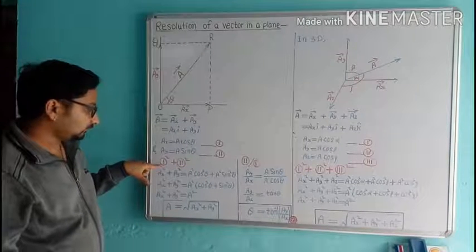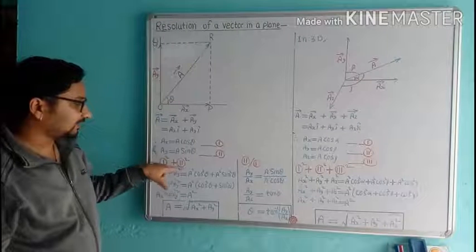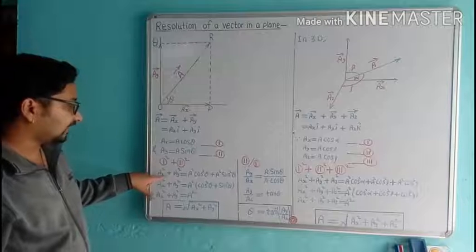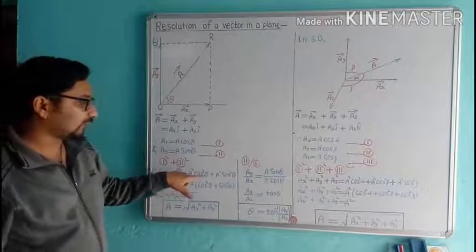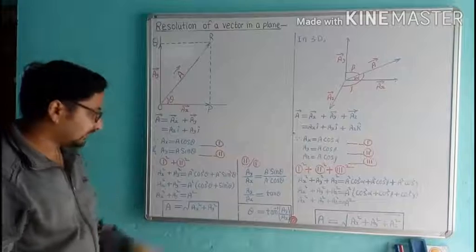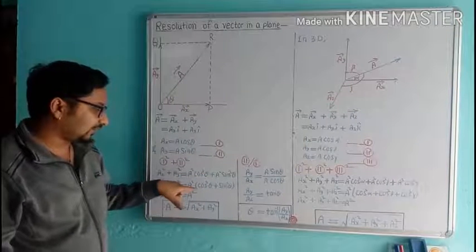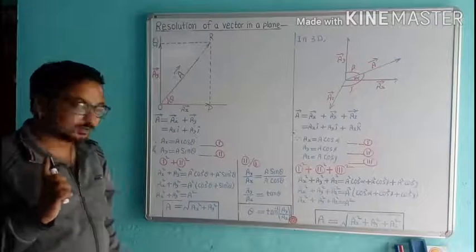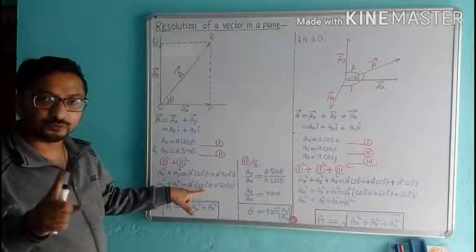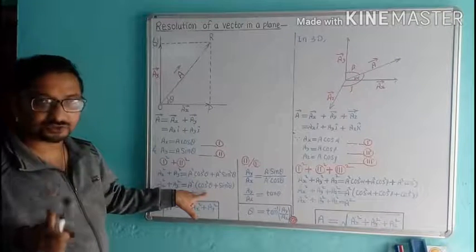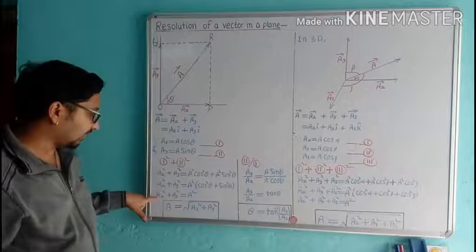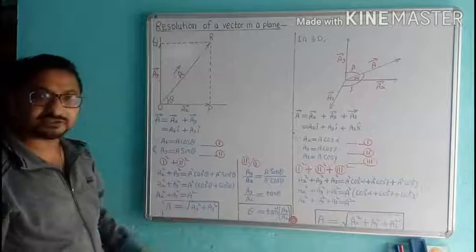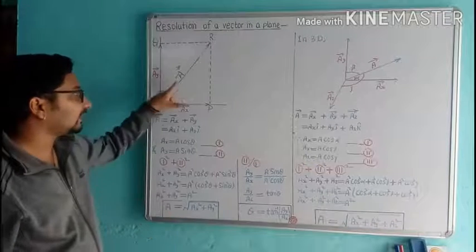Now equation number 1 squared plus equation 2 squared, we get Ax square plus Ay square is equal to A square cos square theta plus A square sin square theta. Take A square common, we get cos square theta plus sin square theta, a trigonometric identity which has value equal to 1. So we have Ax square plus Ay square is equal to A square. That is, A is equal to root of Ax square plus Ay square. This is the magnitude of the vector A.